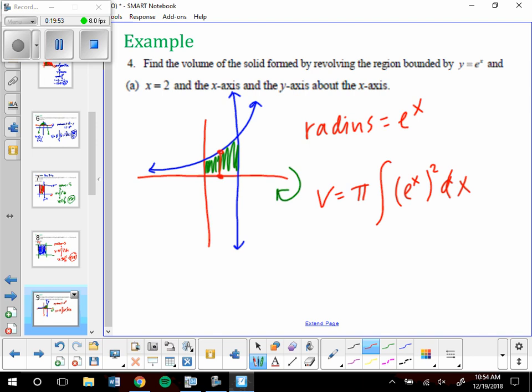We are going to do this one by hand. What are my bounds, though? 0 to 2. Perfect. Let's do this one by hand. E to the x squared, I don't really know how to anti-differentiate it, but as James said, we can write that as e to the 2x. This is really good practice.